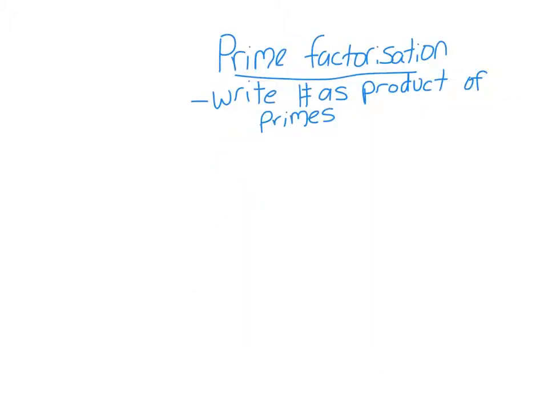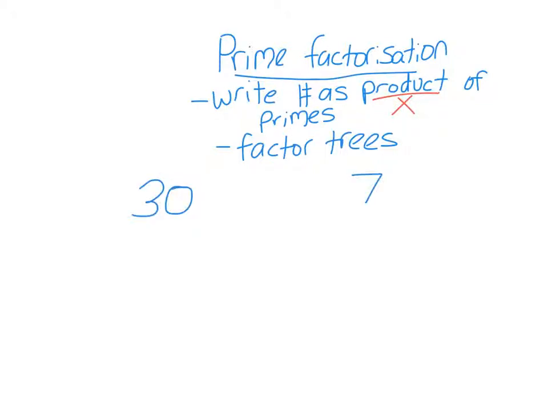So it turns out for any number greater than 1, it will either be prime or we can write it as the product of primes. We can write it as a whole heap of primes multiplied together because product means multiply. So the way that we learned to do this was using factor trees. So I'm going to show you 2 factor trees really quickly. So I'm going to pick the number 30 and I'm also going to pick the number 72. So we want to write each of these as the product of prime numbers.